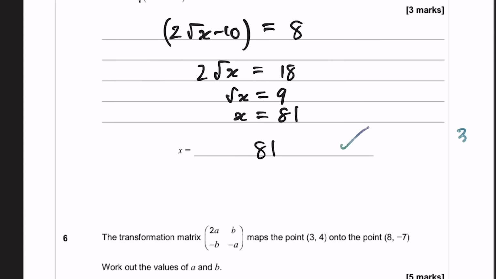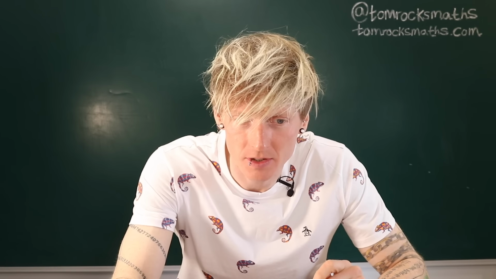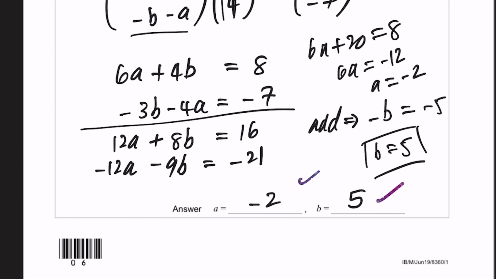Number 5, X is 81. Scores 3 marks. Excellent. 6, solving for these transformations. We got A is minus 2 and B is 5. A is minus 2, B is 5. Brilliant. 5 marks.